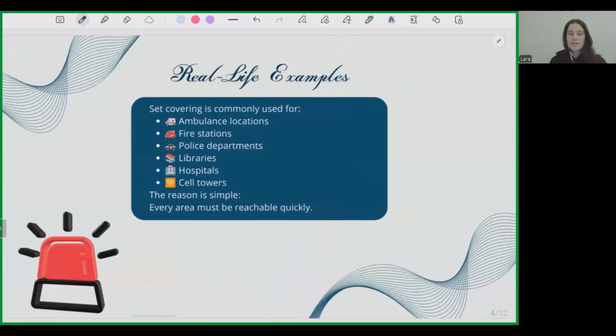Okay, so let's give some real life examples for set covering. For ambulance locations, fire stations, police departments, libraries, hospitals, and cell towers, set covering problems are used because the reason is simple: every area must be reachable quickly. So each node, let's say, has to cover as much as it can.